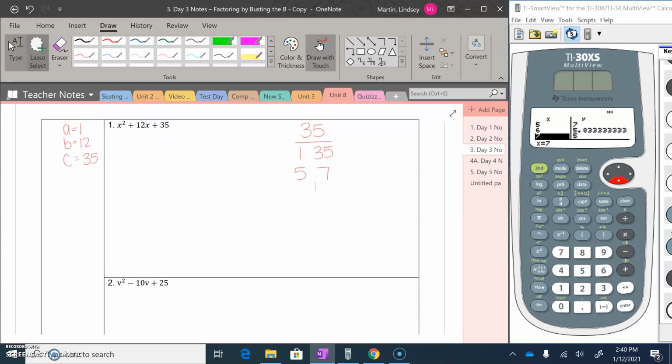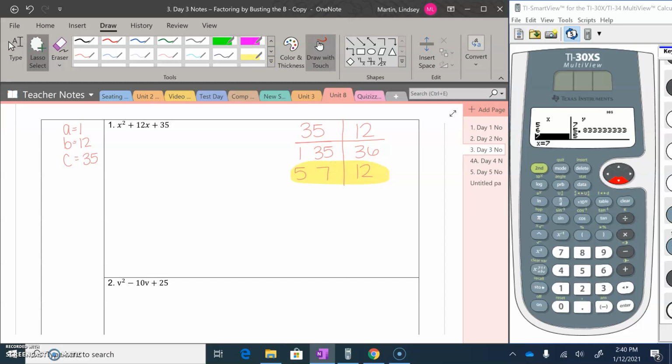We need to find a factor pair, like 1 and 35 or 5 and 7. We need to find the pair that adds to be 12. So I'm going to extend my table a little bit and put 12 on the right-hand side. So I want to add my factor pairs together to see what I get. 1 and 35 gives me 36. 5 and 7 adds to be 12. So this will be the factor pairs that I use to bust the b.